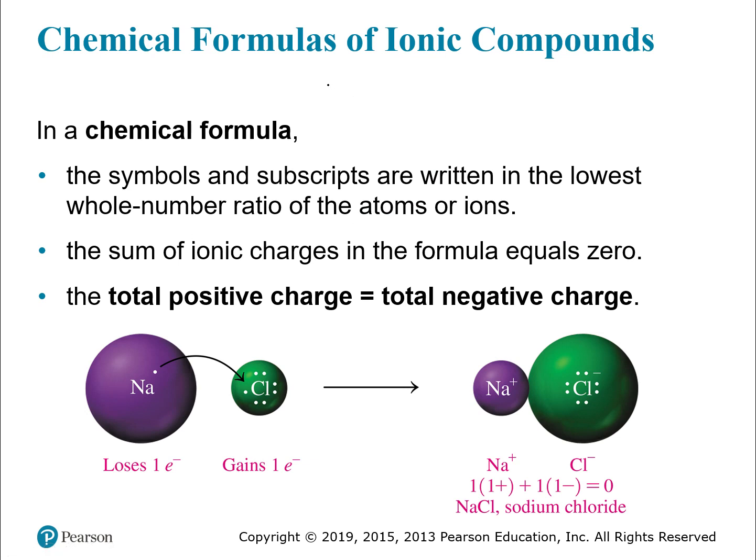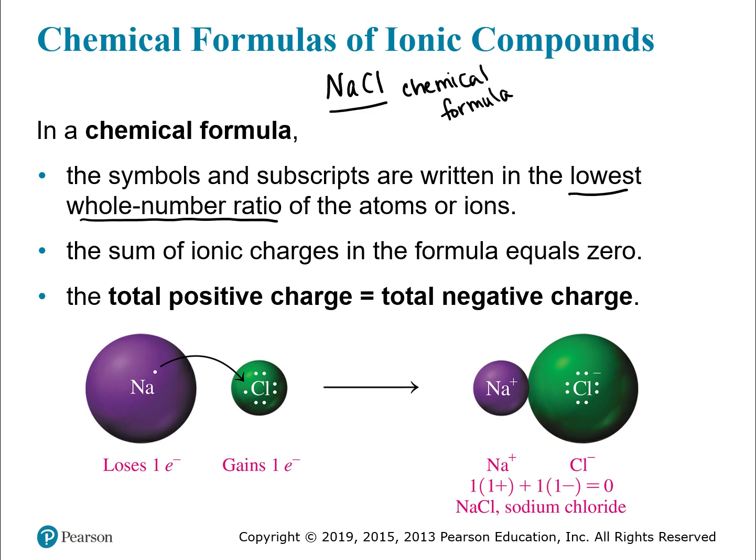So we keep mentioning things that look like this. This is a chemical formula. So NaCl, that table salt, that's the chemical formula. We use the symbols of the various elements and ions and subscripts to describe a compound. And you're always going to want the lowest whole number ratio of the atoms or ions in a chemical formula. When we start writing chemical formulas, I'll point out what that means.